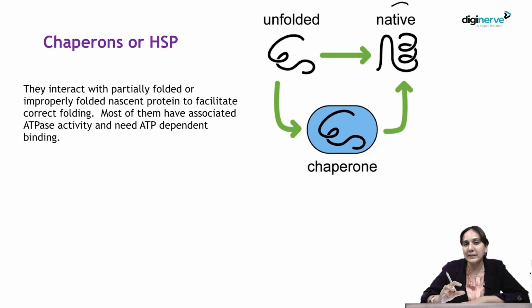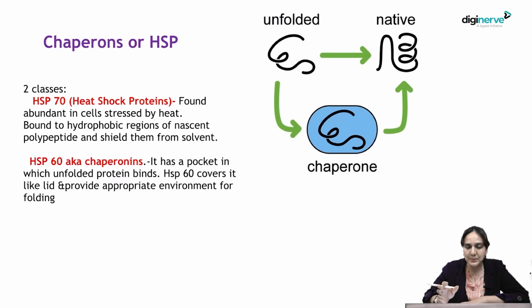We know that the protein is folded in tertiary and quaternary structure to be active. Most chaperones have ATPase activity and need ATP-dependent binding. So chaperones or heat shock proteins assist proteins to get folded so that they can become active. There are two types of heat shock proteins which you should know. One is heat shock protein 70 and the second is 60. Hsp70 is found abundantly in cells stressed by heat. It binds to the hydrophobic region of nascent polypeptide and shields it from the solvent.